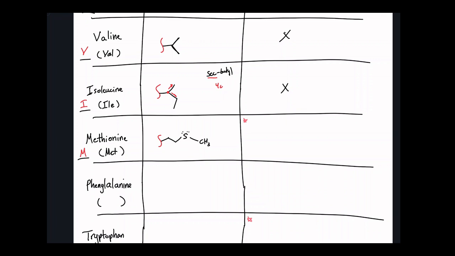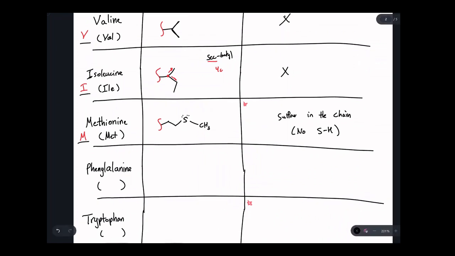Methionine is nice because there's a methyl group at the end, so it kind of makes sense that way. But also just keep in mind it's the only one like this where sulfur is in the middle. So its unique feature is sulfur in the chain. Right? Importantly, there is no SH bond. This is kind of in the middle, it's not at the end, which we'll come to in a second, or in the next section.